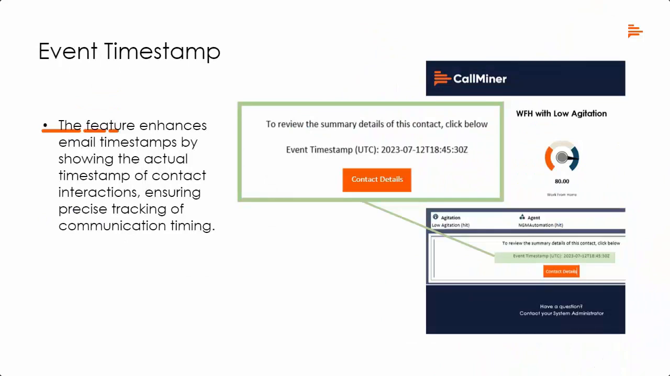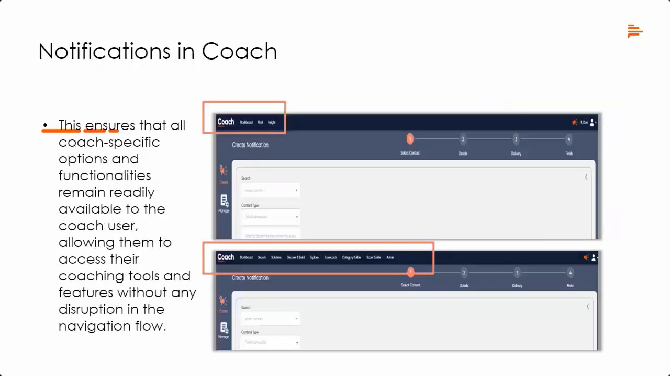So again, you'll see the event timestamp in the notification, and we've added notifications to Coach. When looking at notifications from a Coach perspective, we originally had the Analyze navigation header available there. But we've modified it to be more cohesive for our Coach users, so they can see the Coach navigation bar.